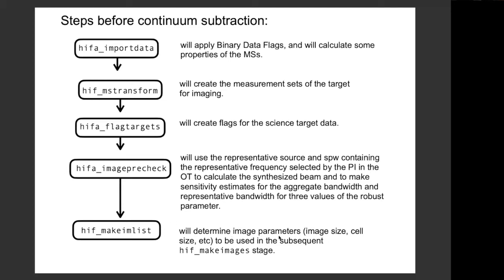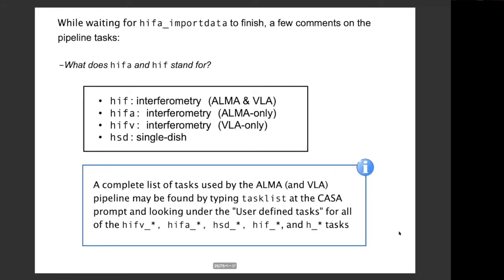Then we're going to run make im list, which will determine image parameters such as image size, cell size, etc., to be used for a subsequent task, which is make images, and it's the one that is going to create the actual images. So while waiting for import data to finish, I would like to say a few comments on the pipeline tasks.